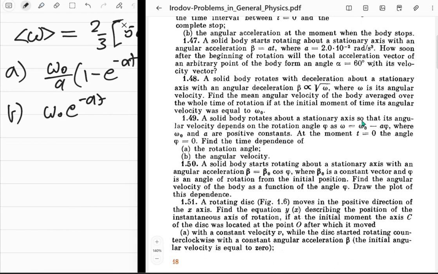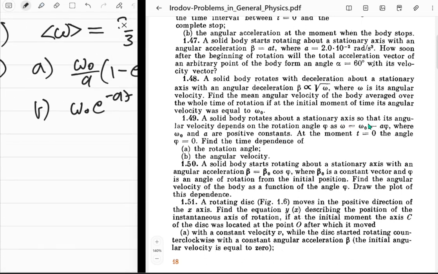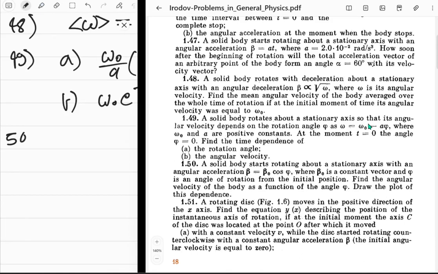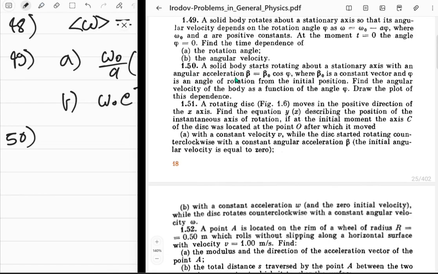You have this equation, so whatever. Let's go to 50. A solid body starts rotating about a stationary axis with an angular acceleration beta equal to beta naught cosine phi, where beta naught is a constant vector. Phi is the angle of rotation from the initial position. Find the angular velocity. Wait, what? Angular velocity as a function of theta, phi, whatever. Okay, so it's even easier.